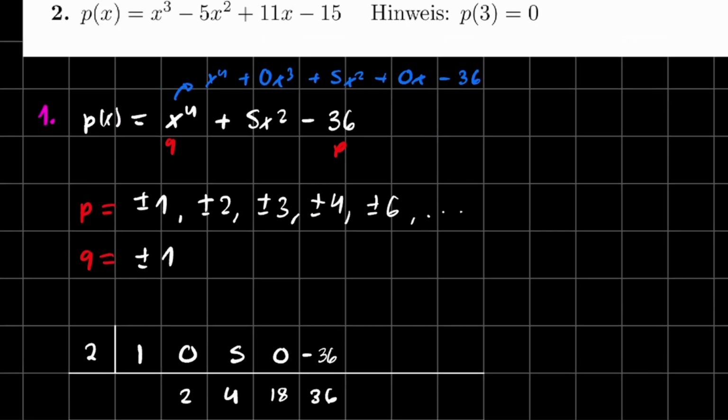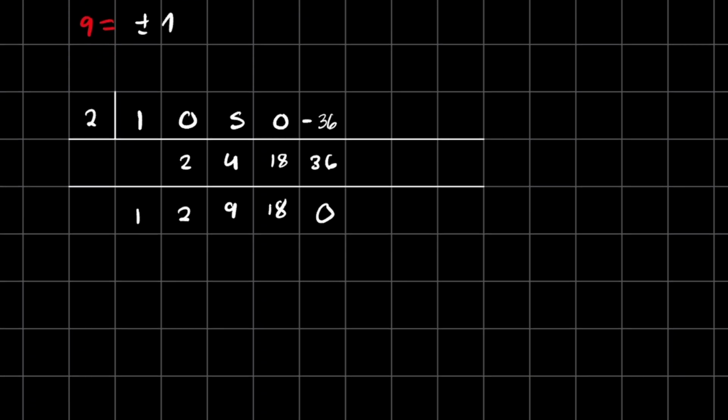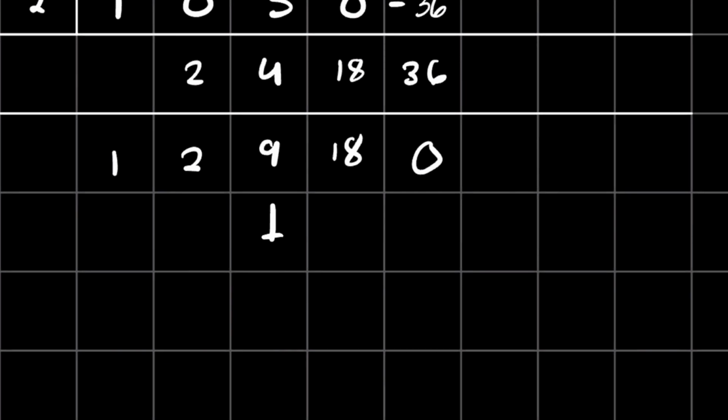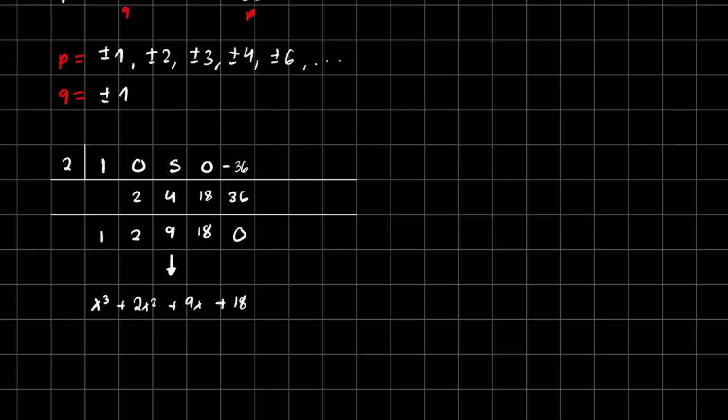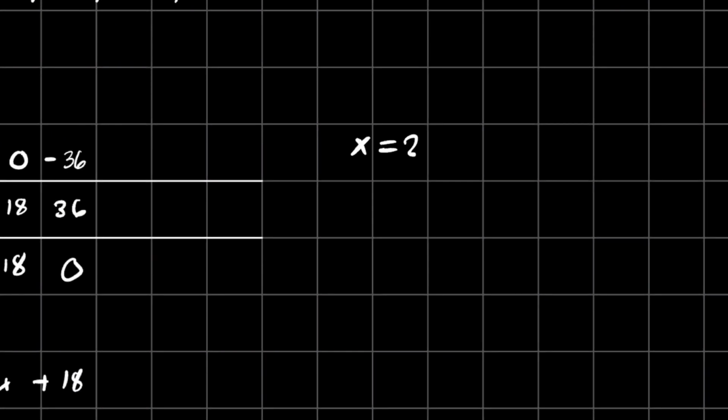So we're going to take our x, in this case, it's the fourth. So we're going to write it now with x to the cube, so just one term lower. So this is going to be equal to x cubed plus 2x squared plus 9x plus 18. And that's basically what we have. So that means x equals 2, one of the x's.